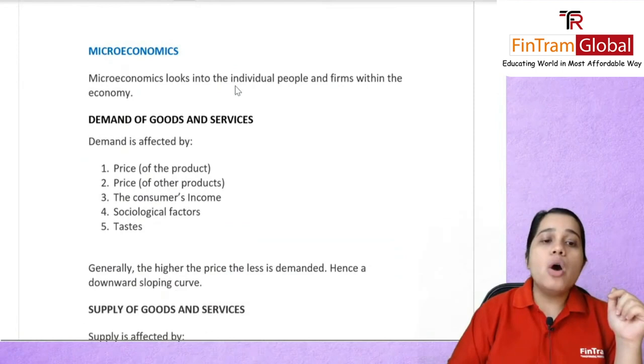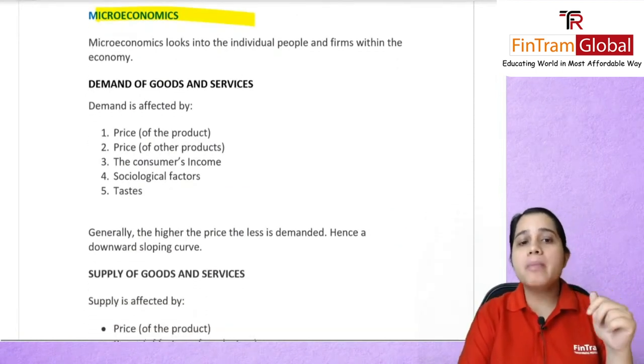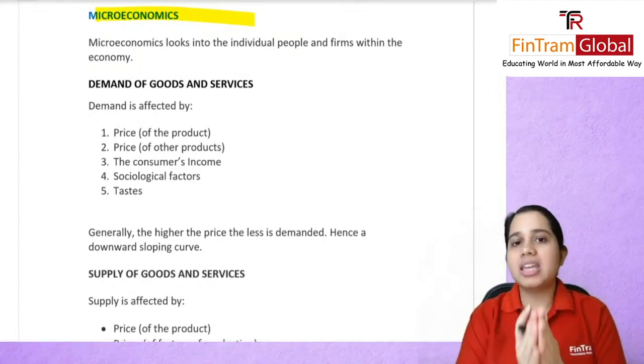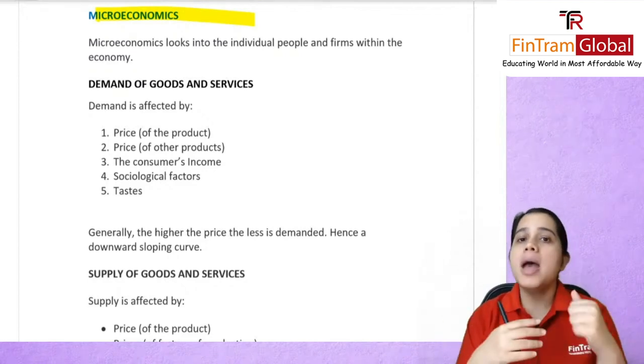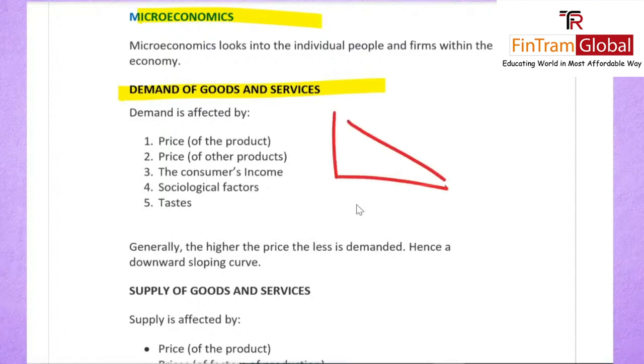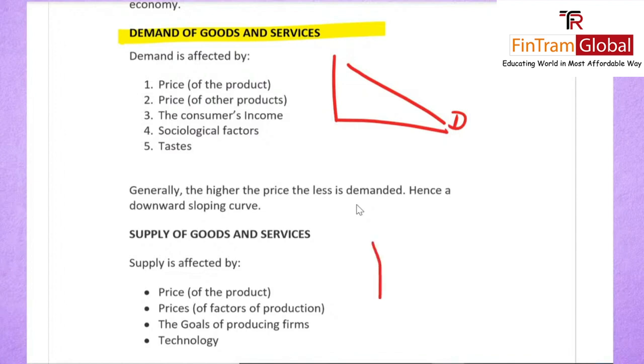Next, we talk about microeconomics. So we covered macroeconomics. Now we will be talking about microeconomics. Now this looks at individual people and firms within the economy, as opposed to, of course, your macroeconomics. So here we talked about demand of goods and services, wherein we said, firstly, the demand curve is always a downward sloping curve. So this is your demand curve. It's a downward sloping curve, as opposed to, of course, your supply curve, which is always an upward sloping curve.